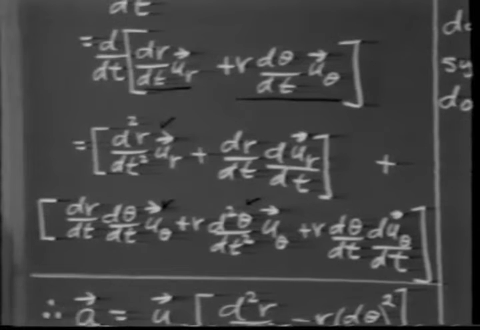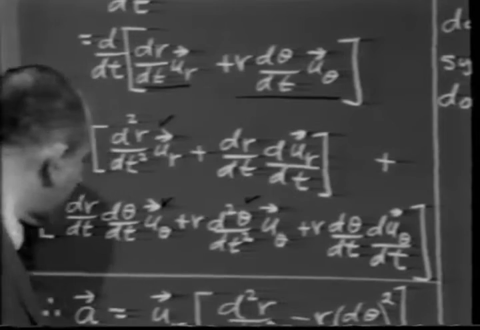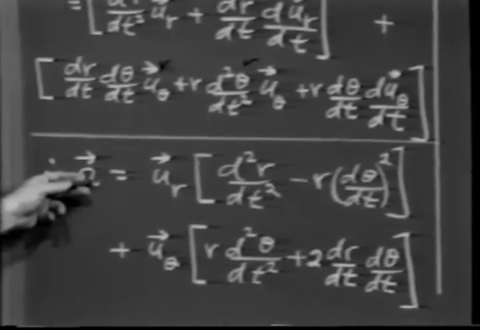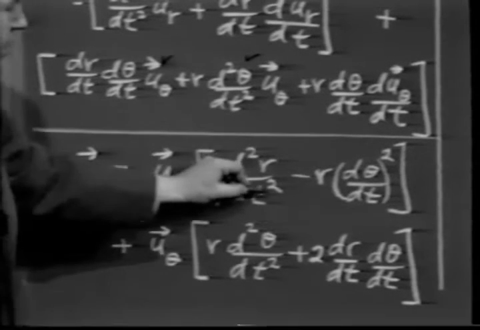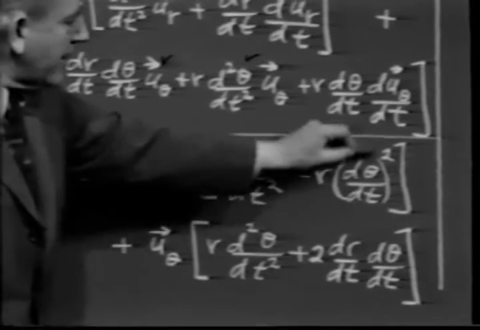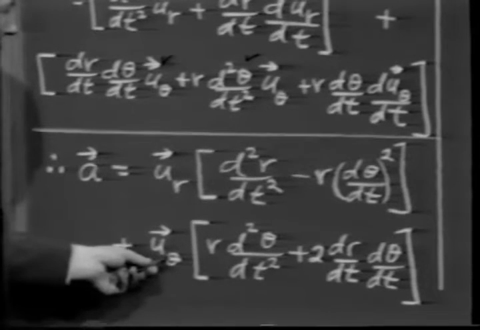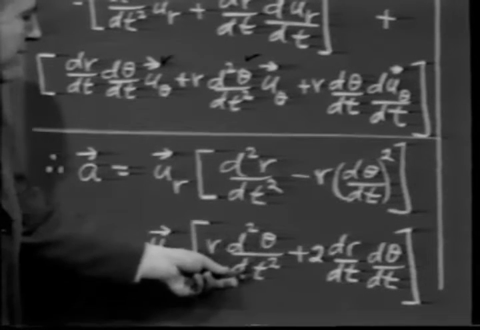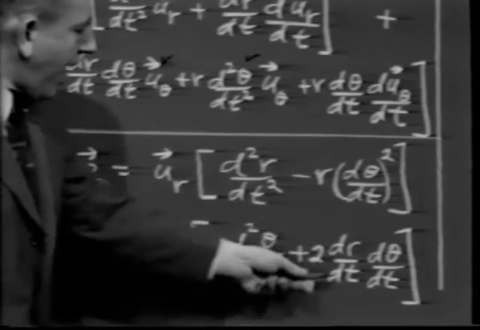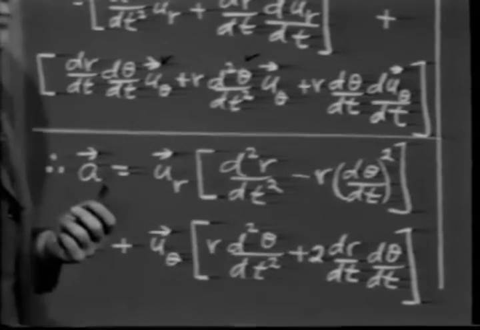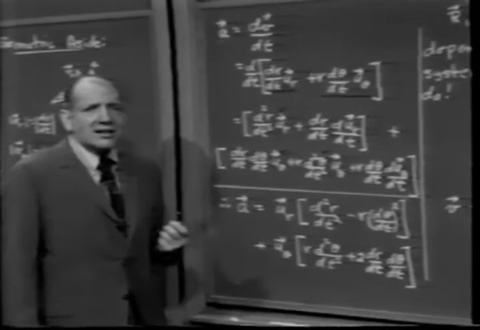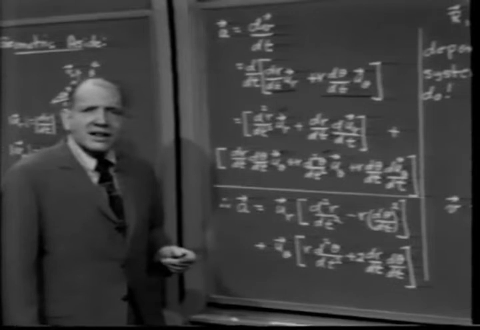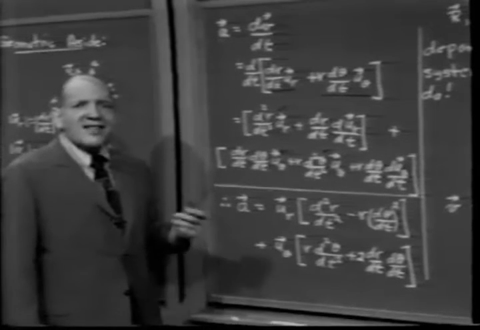And the reason I'm going over this fairly rapidly is that it is a problem of sheer mechanics. But the punchline is that if I now collect my terms, the acceleration vector has as its u sub r component d2r/dt squared minus r (d theta/dt) squared. And the u sub theta component is r d2 theta/dt squared plus 2 dr/dt d theta/dt. And the beautiful part from my point of view about all of this is if I don't understand any physics at all, this particular result is valid. It's mathematically self-contained.